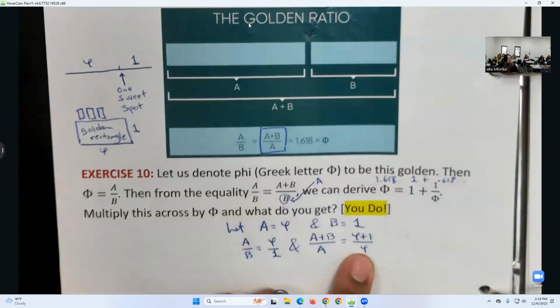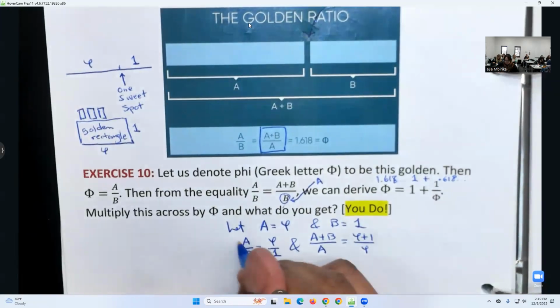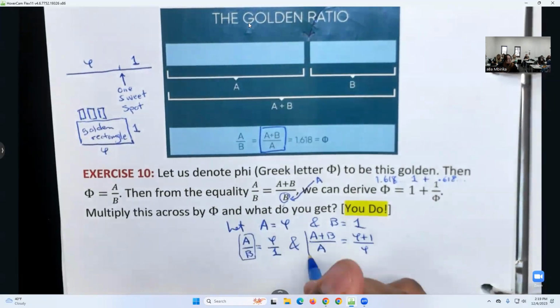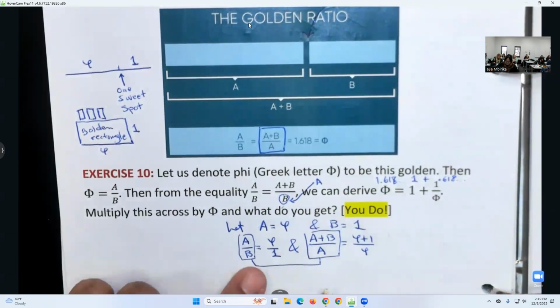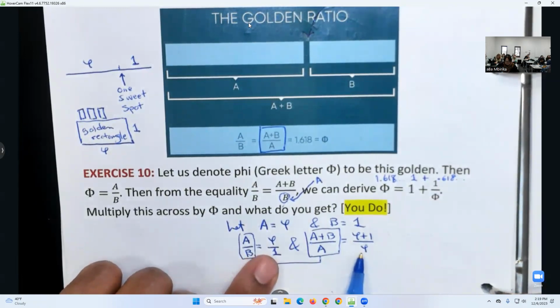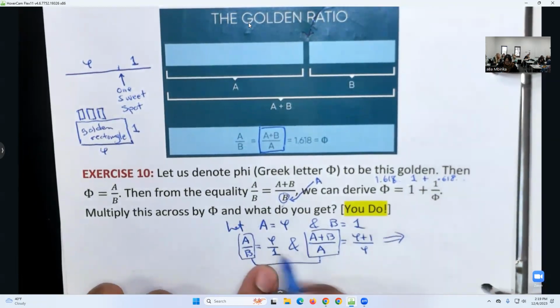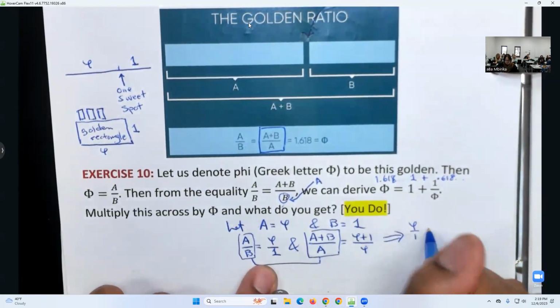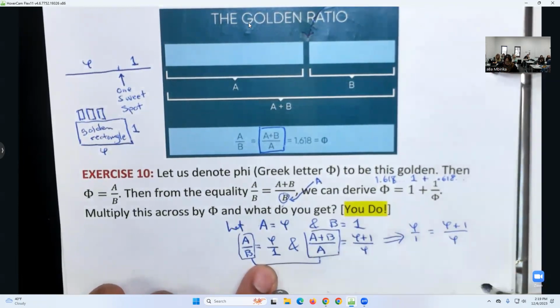Seems a little dark. Okay. So if we're going to set these two ratios to be the same, then that means that phi over 1 is equal to phi plus 1 over phi. So this implies then that this ratio, phi over 1, is equal to phi plus 1 over phi.